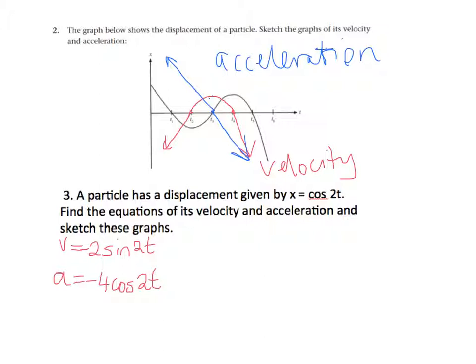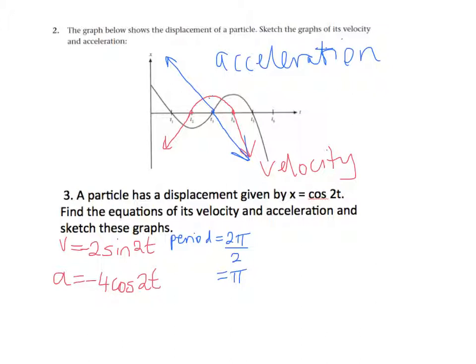Alright, then we have to graph these. So, a bit of revision of trig. The period is going to be the same for both of these graphs, 2 pi on n, where n is 2. So the period is going to be pi. And the amplitude for the velocity, you can see the amplitude is 2, and the amplitude for the acceleration graph is going to be 4.